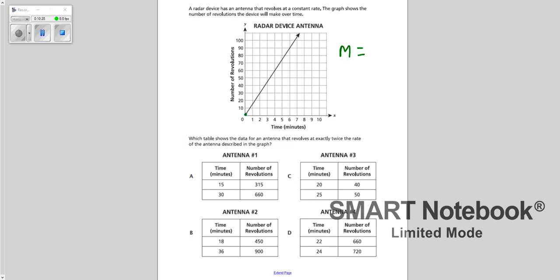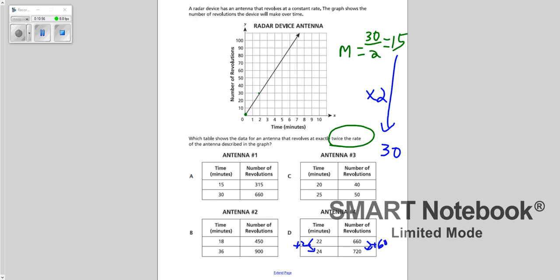Since it goes through the origin, I just need to find one good point, which would be this one. So 30 over 2 equals 15. So I need to find one that's twice the rate, so one that has a rate of 30. Now I need to do the slope formula in each one until I find one that has a rate of 30. I'm going to start at choice D, just out of random guessing. So that's plus 2, plus 60. 60 over 2 equals 30. Yep, that's the answer. How lucky.